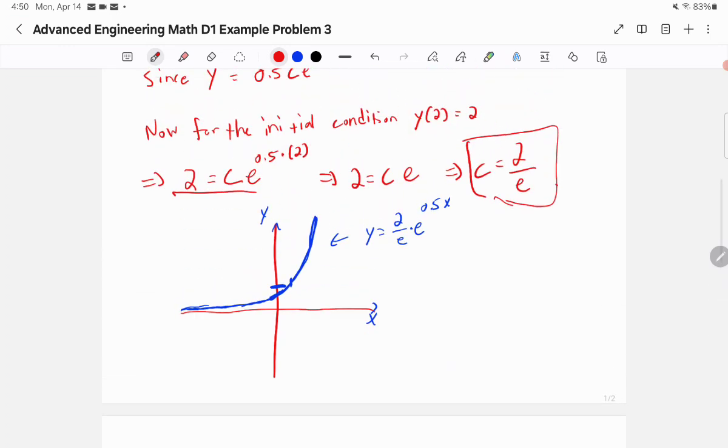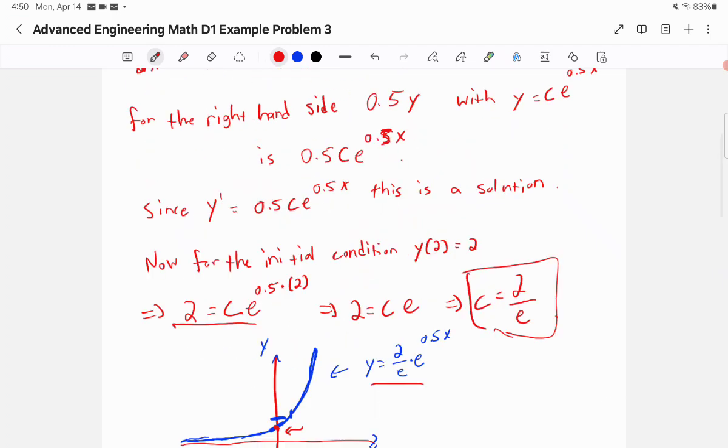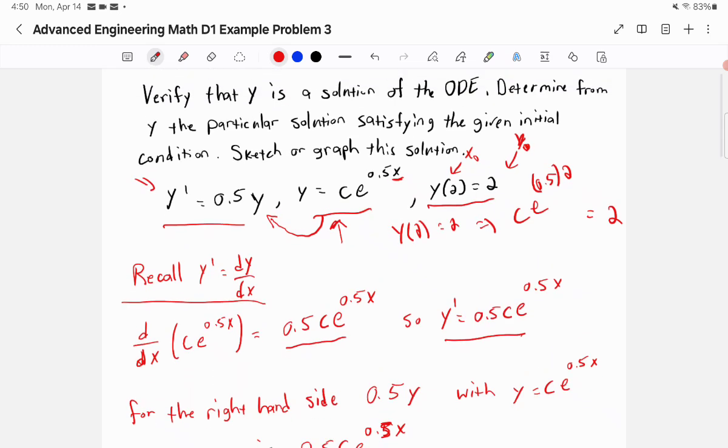And if I graph the solution, this is what I find. When I multiply by 2 divided by e, 2 divided by e is slightly less than 1, and that's where the crossing point should be for this exponential. So that's my solution to this differential equation.